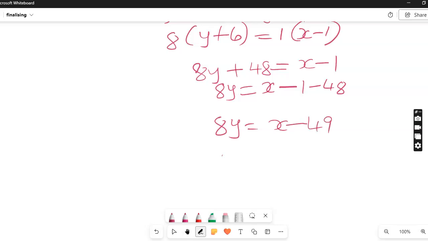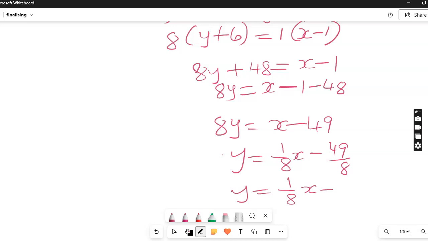So you leave it in the form y equals mx plus c. y will be 1 over 8 x minus 49 over 8, and of course you're not going to leave it like that. The final one will be y equals 1 over 8 x minus 6 and 1 over 8. So that is the equation of the normal.